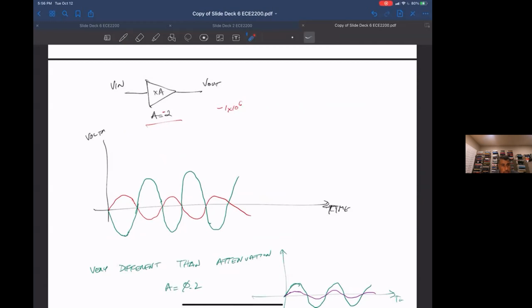Okay. Any questions so far about the meaning of gain, attenuation, negative gain values, anything like that before we jump in? Okay, so let's keep going.